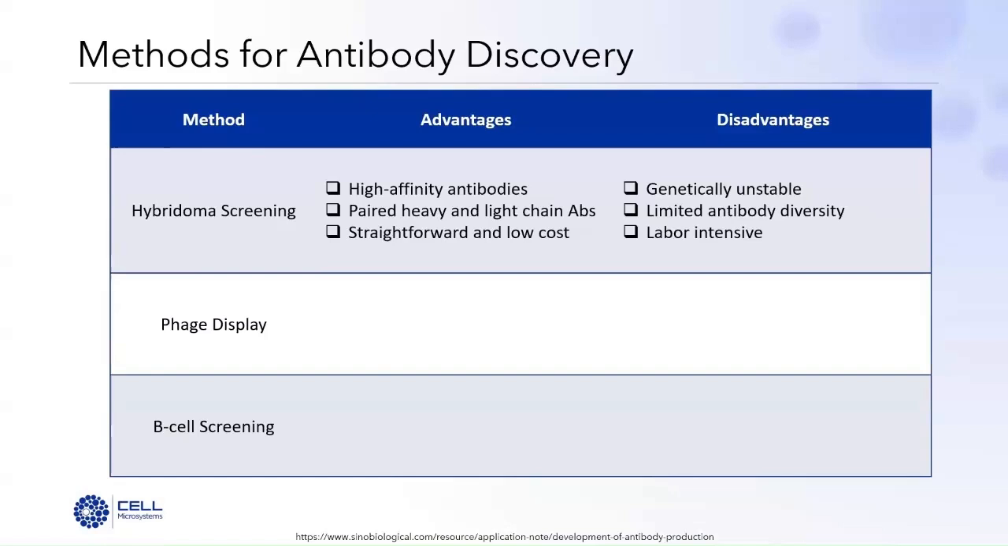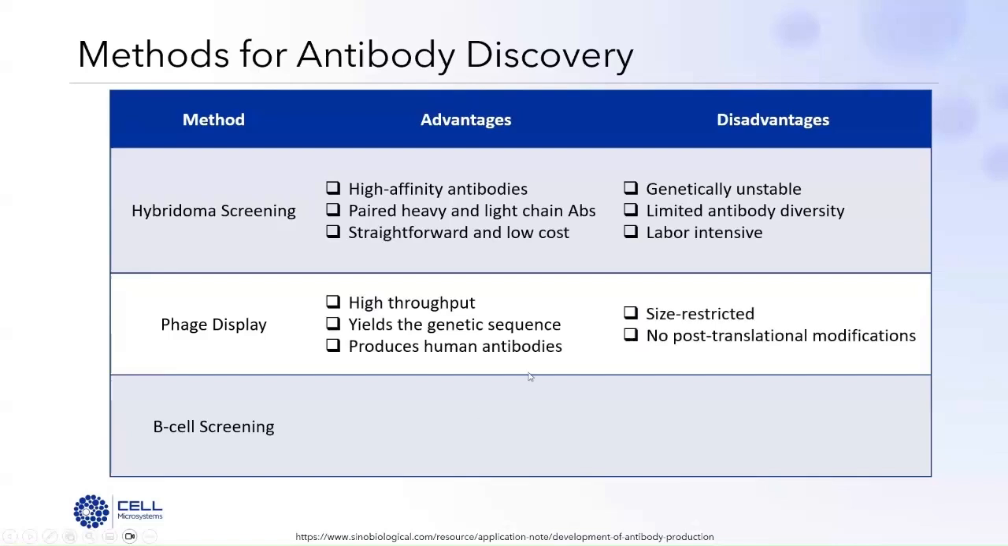The disadvantages of hybridoma screening is that due to the way that they're made, these lines tend to be genetically unstable. You typically have a limited antibody diversity due to the way that they're produced, and it's a very labor-intensive process. It is, however, the gold standard in the workflow, and it was a long-standing staple of antibody discovery until phage display came into the arena.